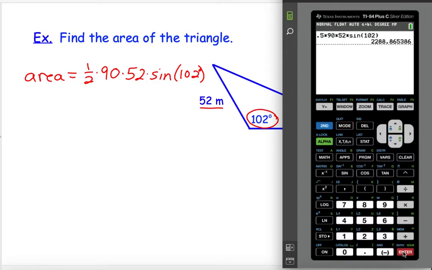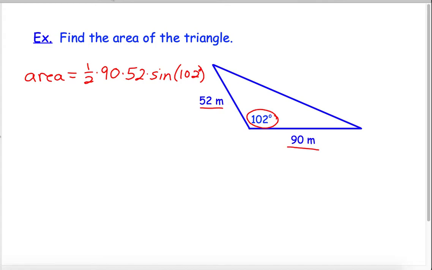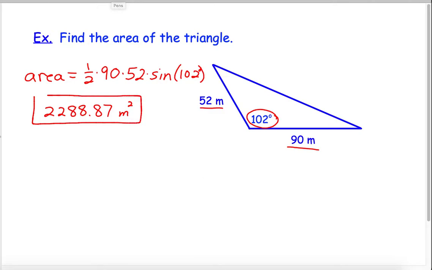And that gives me 2,288.87. Didn't say where to round it, so let's go 2 decimals. 2288.87. And this had units on our sides, so that would be square meters, or meters squared. And I noticed that's an approximation because I had to round, it's not exact, but it's pretty darn close. So that's it. Now, I know what you're thinking.